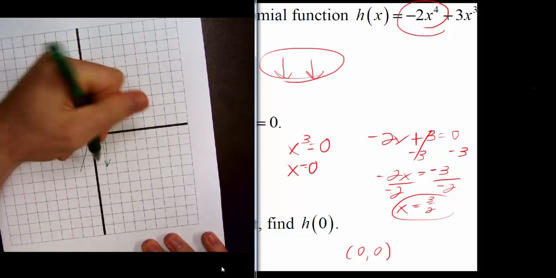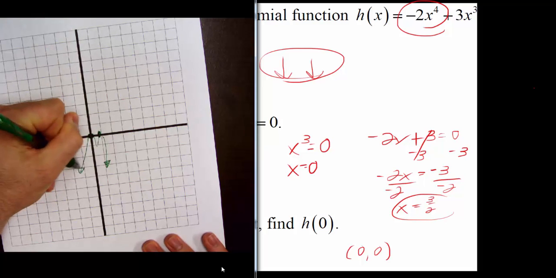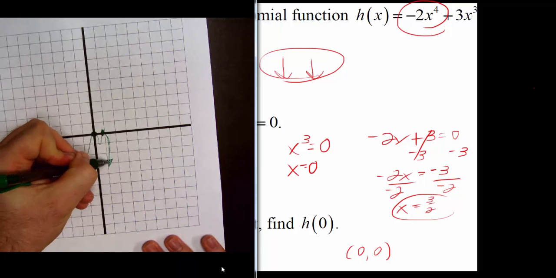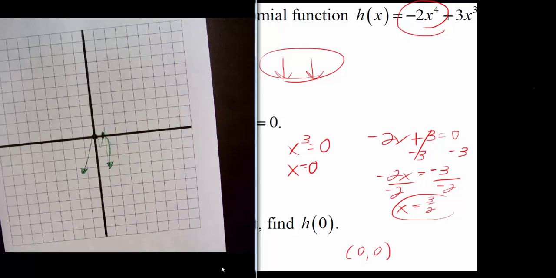So this is a rough sketch of this function. Notice our end behavior is correct. They're both going down. They're going the same direction because that leading term had a power of 4. That power was even, and its number out front was negative. So that meant they both went down.